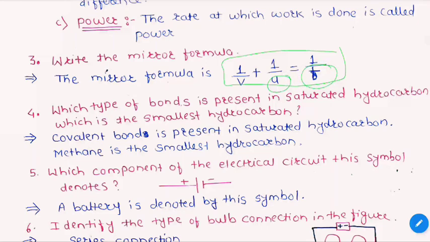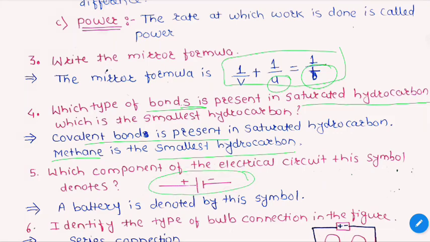Now the fourth question is: which type of bonds is present in saturated hydrocarbons? A covalent bond is present in saturated hydrocarbons. The smallest hydrocarbon is methane. Now the fifth question is: which component of the electrical circuit does this symbol denote? This symbol denotes a battery.